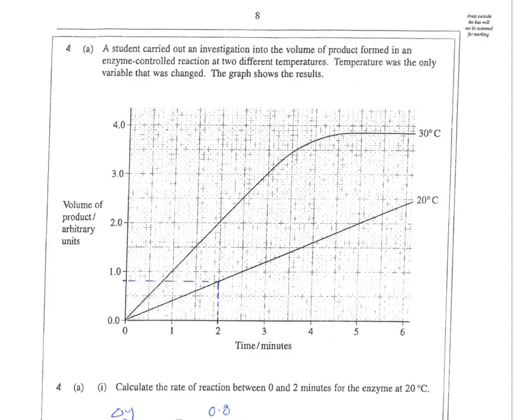Over the next few pages, I'm just going to go through some of the questions, not all of them. The mark scheme is at the end of this presentation. So not all of them, just the key questions that are quite difficult to understand from the mark scheme.